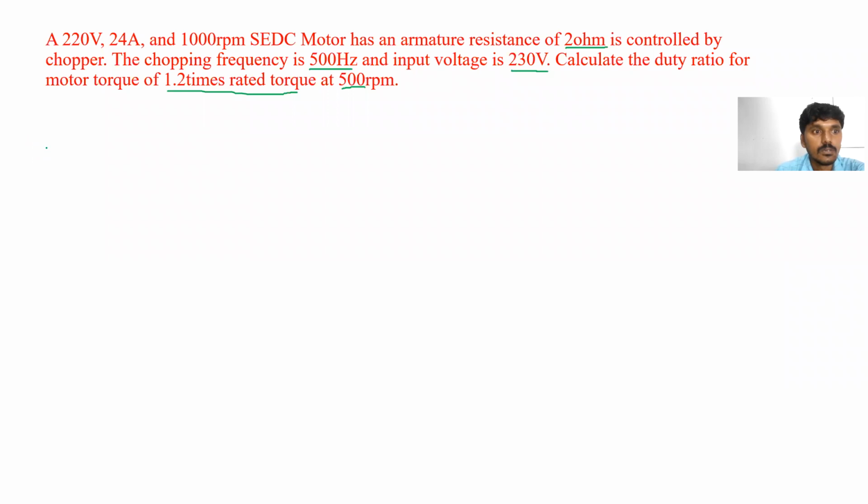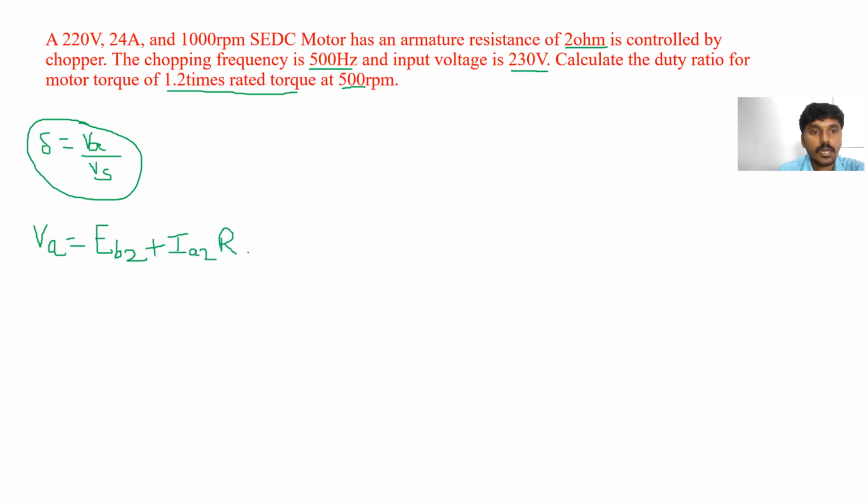So the same formula we can use here also. Delta is equal to VA upon VS. For finding VA: VA is equal to EB2 plus IA2 into RA, because here the motor is operating at a different speed, so back EMF also changes.